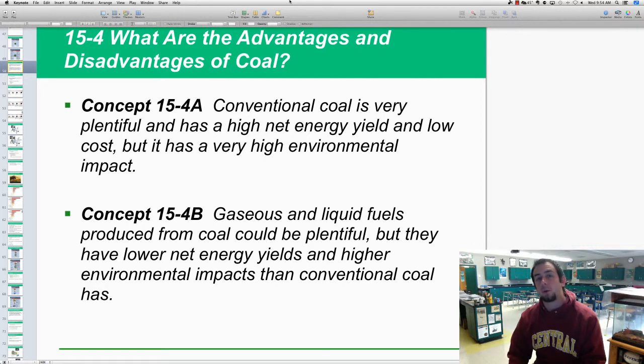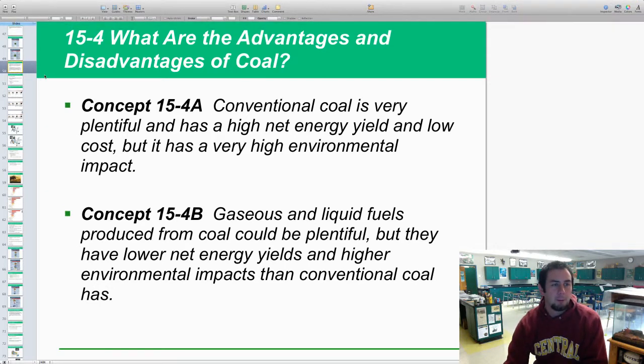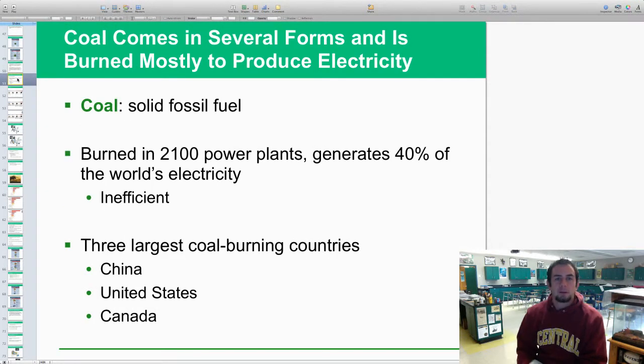We're taking a look at coal this time as our non-renewable resource for this section, and we're looking at the pros and cons, advantages, disadvantages of using coal and what we've done with it so far. So coal itself comes in several forms, and it's burned mostly to produce electricity. Coal is a solid fossil fuel, so it comes in solid form, then it is burned.